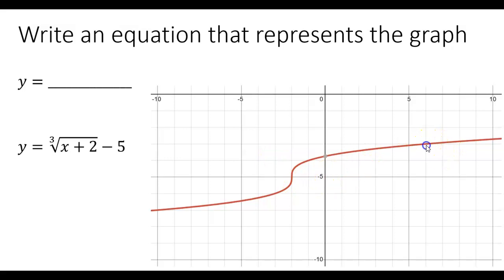So it looks like it goes through this point here, and that would be 6, -3. So if I put in a 6 for my x value, that's going to be 6 plus 2, which is 8. The cube root of 8 is 2, and 2 minus 5 is, in fact, -3. So it looks like just finding a point on there gives me a little bit more confidence that this is the correct function to use for this translation.